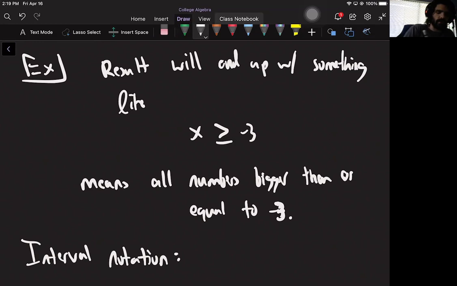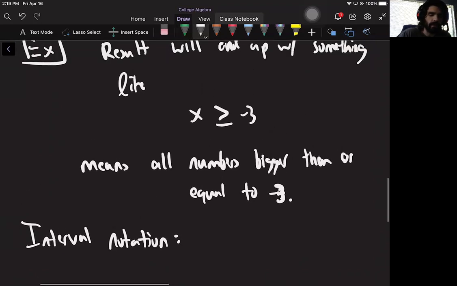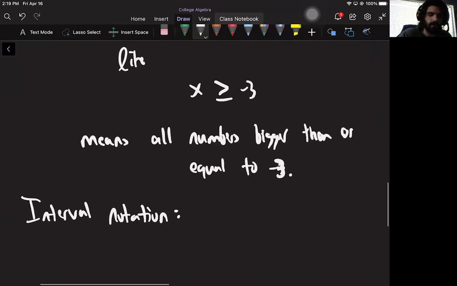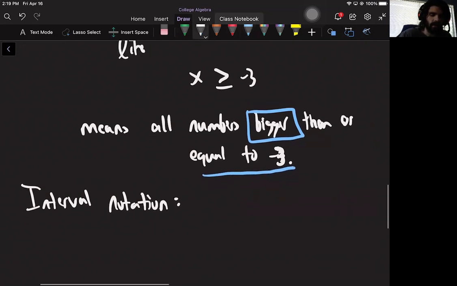So interval notation is the first way. What we do is we say, okay, what's the biggest or smallest number we are allowing? If we want all the numbers that are bigger than or equal to -3, that means the smallest number we're allowing is -3. So interval notation says, if I want all the numbers more than -3, I'm going to start with -3, then a comma, and then go until I want to stop. So I want all the numbers bigger than or equal to -3.